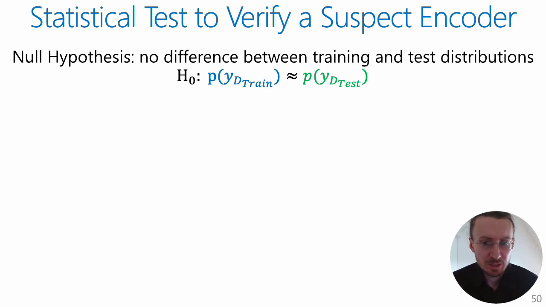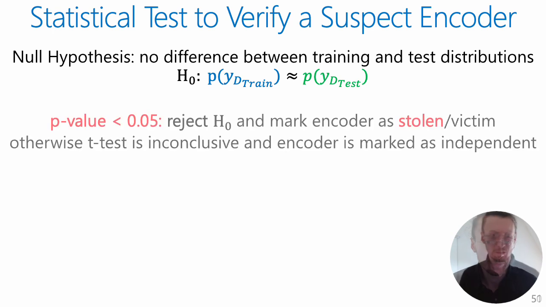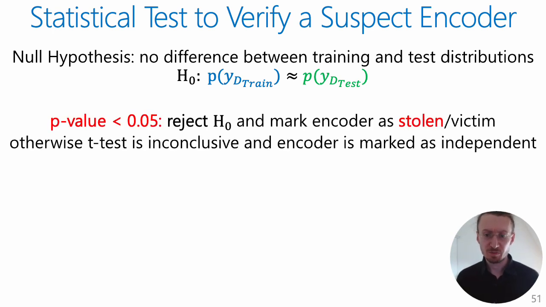How do we quantify if the representations are equal? This is an important question, and we address that by harnessing statistical testing. Concretely, to verify the ownership, we use a statistical t-test. For this t-test, the null hypothesis is that there is no difference between the log likelihoods for the train set versus the test sets. We set the threshold for the p-value to be 5%. If the p-value is below 5%, then the encoder is either the victim or stolen. Otherwise, the t-test is inconclusive and the suspect encoder is marked as being independent, meaning not stolen.